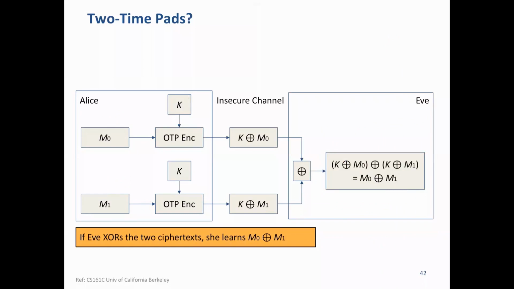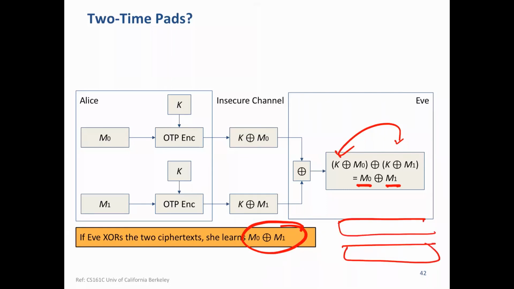Okay, if all she does is that exclusive-or of the two, then she learns about M0 exclusive-or M1, because K will cancel out. So she learns about M0 XOR M1 bit by bit, right?